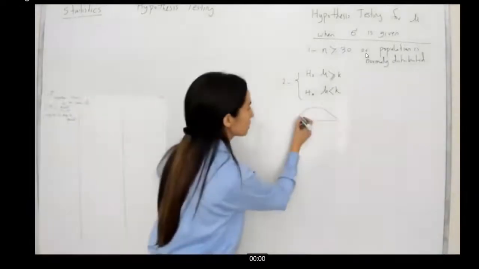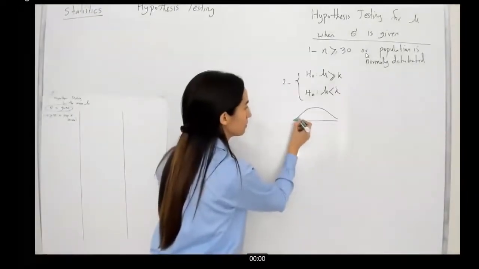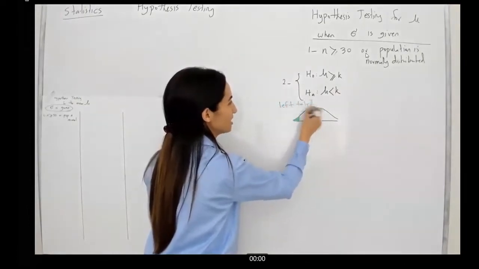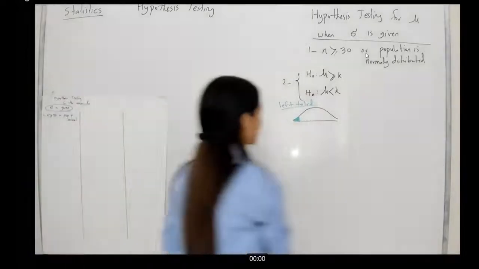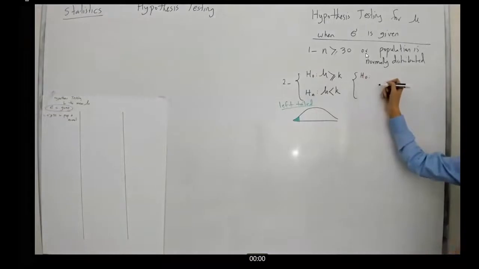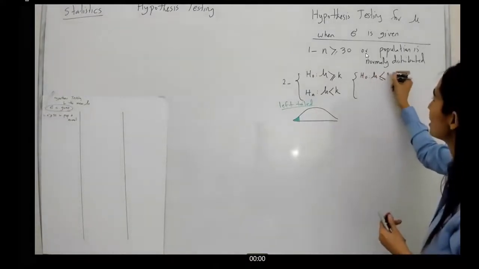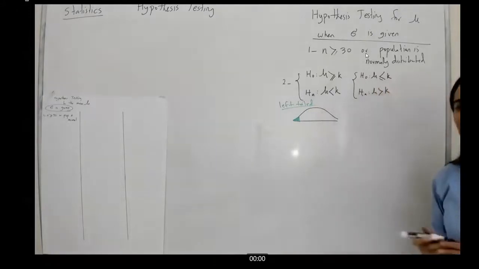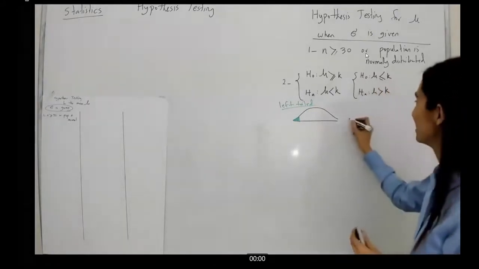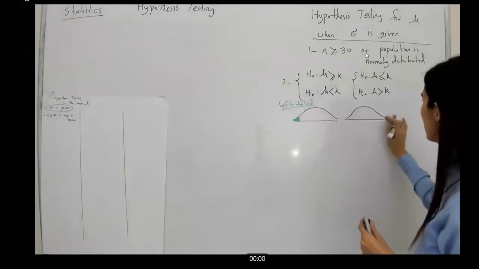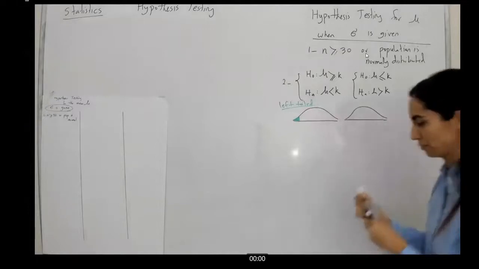We look at our alternative hypothesis. Left tail. Second case, H naught says mu is less than or equal to k. Its opposite, mu is greater than k. What type of graph? Right tail. Excellent.